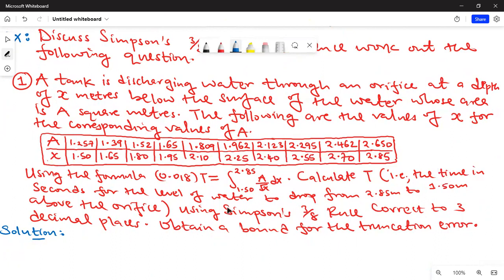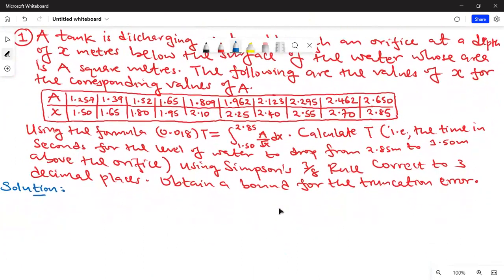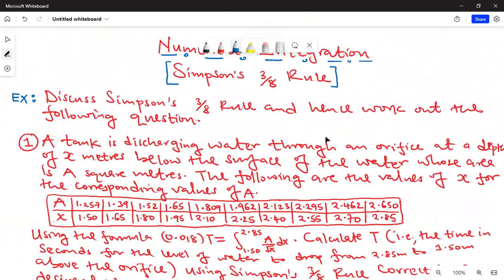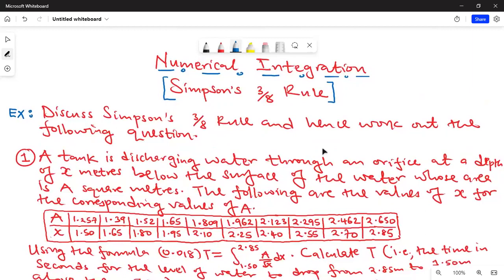That is the time in seconds for the level of water to drop from 2.85 meters to 1.50 meters above the orifice, using Simpson's 3/8 rule, correct to 3 decimal places. Hence, obtain a bound for the truncation error. So let's see first of all how to derive Simpson's 3/8 rule. When I talk of discussing, we are going to derive the rule and also derive the formula for the truncation error bound.